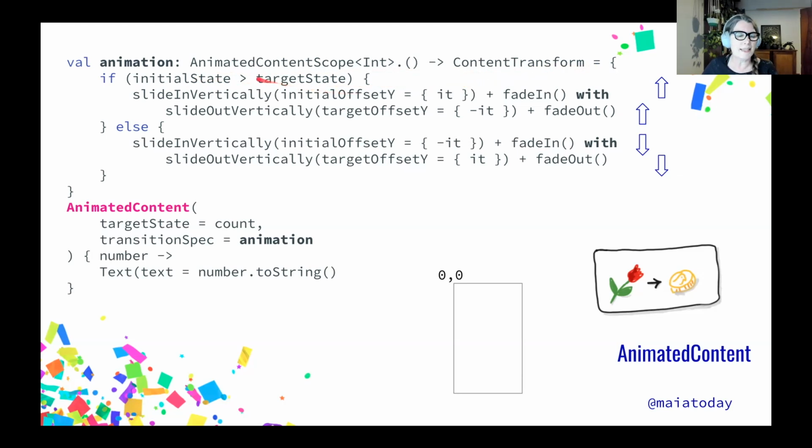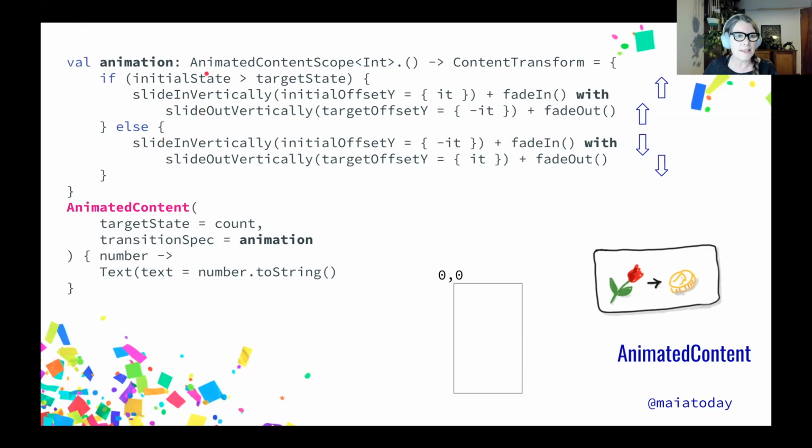And what it does here is that you can check the initial value and the target value, the initial state and the target state, and then depending on whether one is bigger than the other. So if these were numbers, the initial state might be 0 and the target state might be 1, in which case it will come through the slide.